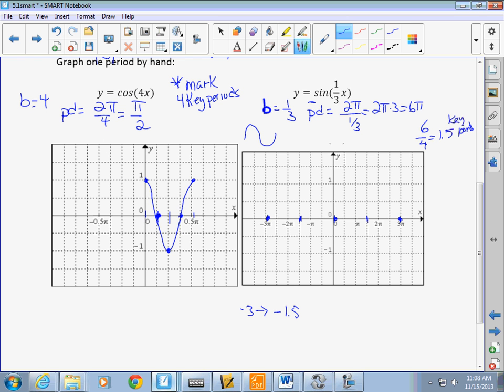Because of the period. To do one full period, I have to cover 6 pi distance. So if this graph here had continued to 6 pi, I could have done it all on this one side. So I know from a sine graph, I start at 0, and then 1/4 of the way through, I'm up at 1, and then I'm back at 0, and then the next quarter of the way through, I'm at -1, and then back at 0.